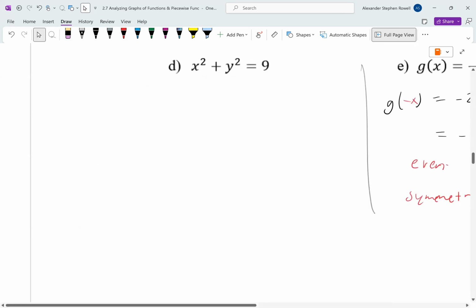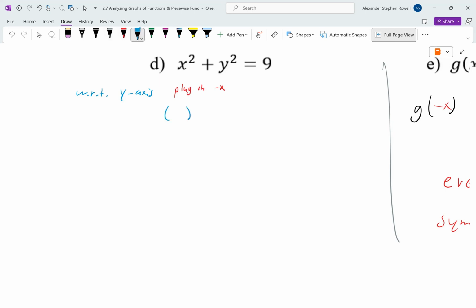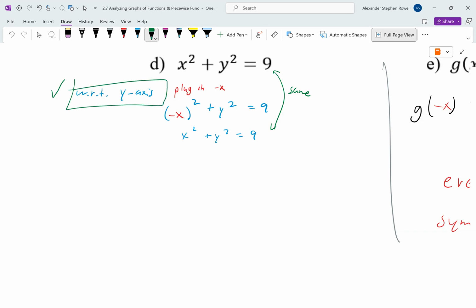Okay, so let's try this one more time with this problem. Symmetric with respect to the y-axis: how do we check that? Plug in negative x. So in this case, we'll say negative x in parentheses squared plus y squared is equal to 9, and we get x squared plus y squared is equal to 9. Is that the same as the original? Same, yes. So our relation is symmetric with respect to the y-axis.